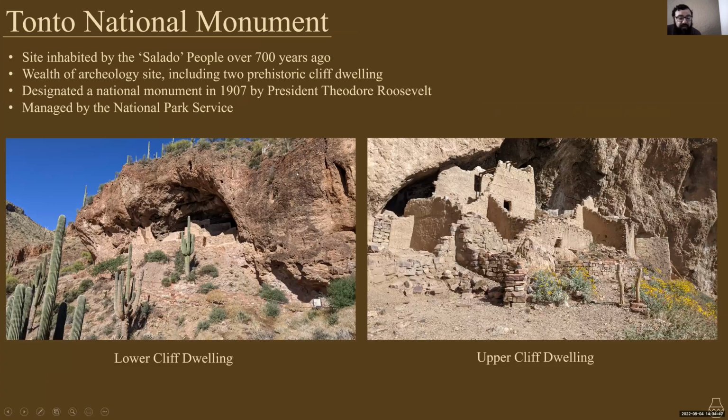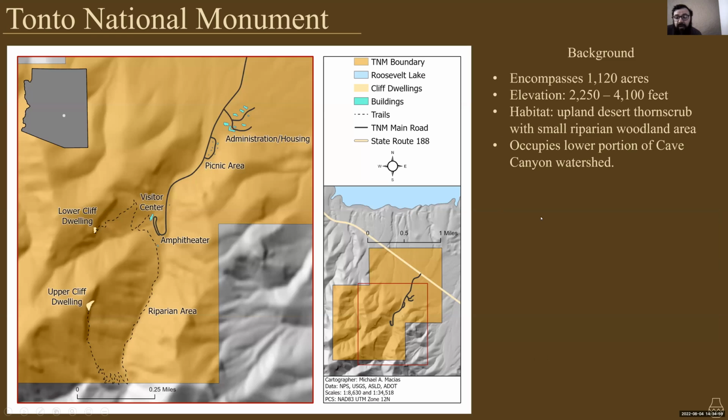It's best known for its 700-year-old cliff dwellings. On the left, you see the lower cliff dwelling, and on the right, you see the upper cliff dwelling. It was established as a monument in 1907 by President Roosevelt and has been managed by the National Park Service. The monument is relatively small. It only occupies around 1,100 acres at the bottom of a small, steeply sloped watershed.